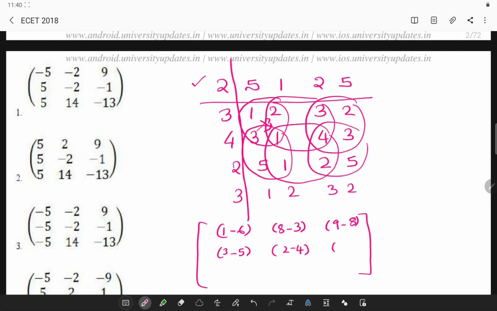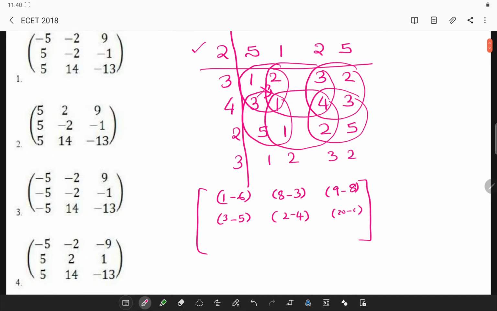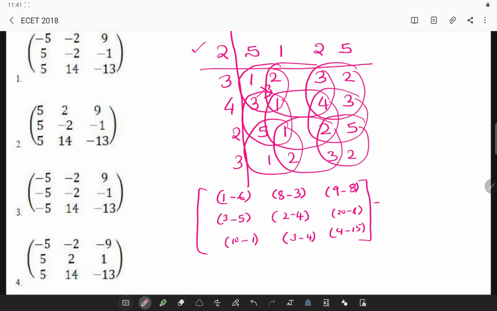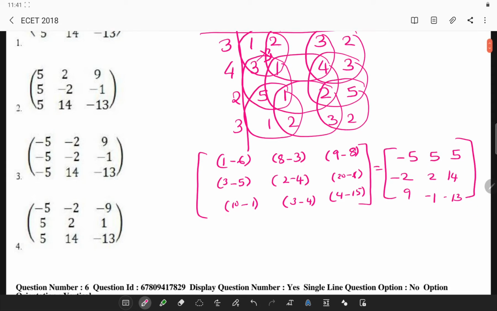And next, this matrix 4 into 5, 20 minus 2 into 3. And next, this matrix 5 into 2, 10 minus 1 into 1. And next, this matrix 1 into 3 minus 2 into 2, and next this matrix 2 into 2, 4 minus 5 into 3, 15. So I'll simply have it as minus 5, 5, 5, minus 2, 2, 14 and 9, minus 1, minus 13. So you are supposed to find the adjoint matrix, which is the cofactor of this particular matrix transposed.